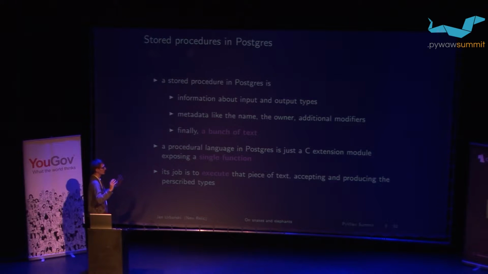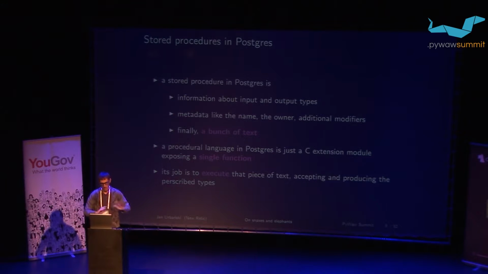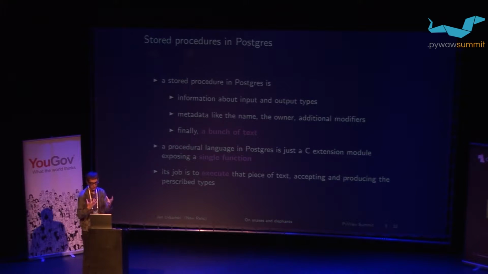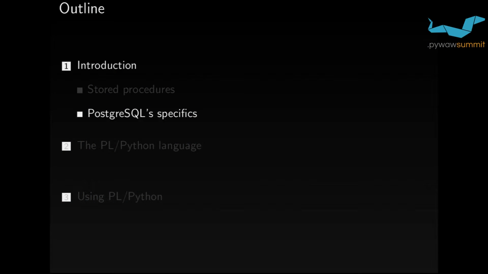That's a procedure. Now, a procedural language is just an extension module, one you can write yourself. You have to write it in C, unfortunately, but it's not rocket science. It's just a bit of code that exposes a single function. It can expose more for additional functionality. It has to expose one single function that takes this bit of text and executes it. And that's it. That's as simple as that. Just execute some code, some string, some text.